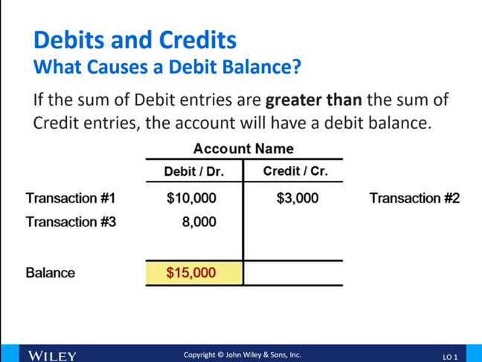So here's an example. If we have transaction 1, it's a debit to this account. We put that on the left side as $10,000. Transaction 2 is a credit to this account, so we put that on the right side, $3,000 there. And transaction 3 is another debit. That equals $8,000 on the left side, on the debit side. So we have $18,000 of debits, $3,000 of credits. The balance is $15,000 debits.